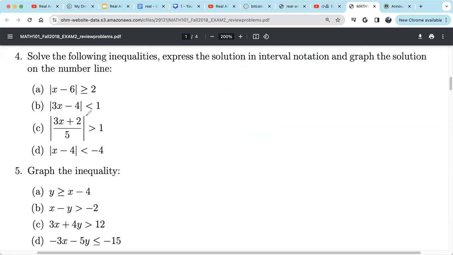Now let's see 2. Similarly for this one, but this one now is less than 1. So let's first graph. This is 0, this is 1, this is negative 1. Why do we have to consider negative 1? Because it's an absolute value. The absolute value of 3x minus 4 is less than 1. That means the distance has to be inside here. So 3x minus 4 has to be this, which means 3x minus 4 is less than 1 but greater than negative 1.